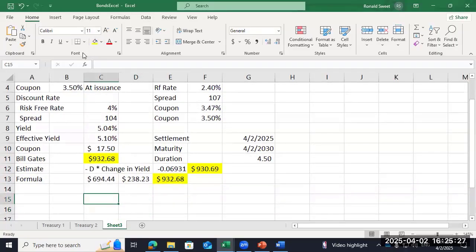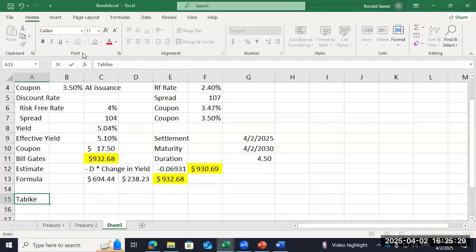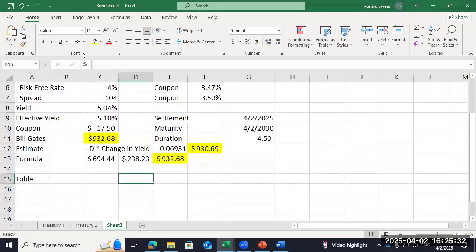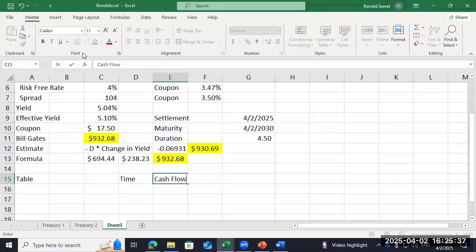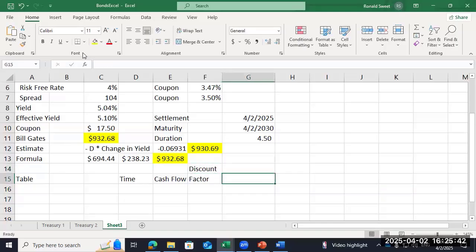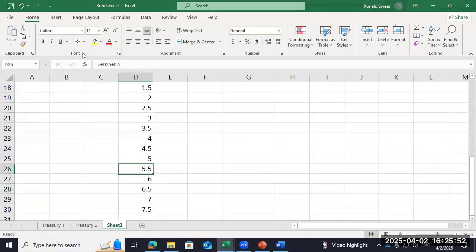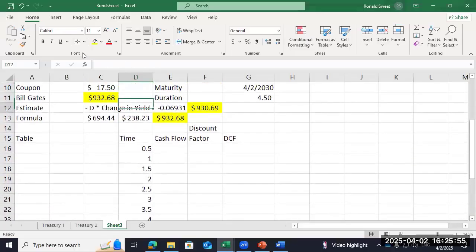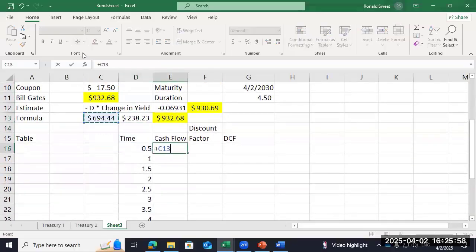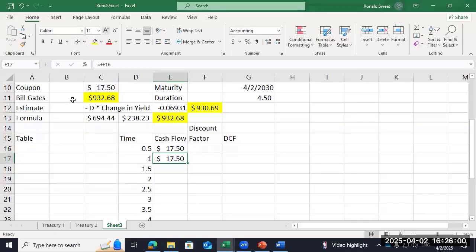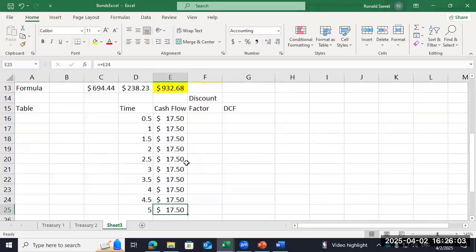So what you have to do is the table. Anybody remember the 4 columns? Fine. That's where. CF. All right, so it's a 5-year bond, so we're going to get cash in 6 months and a year, all the way out to 5 years. Now cash flow is $17.50, except for the maturity value.